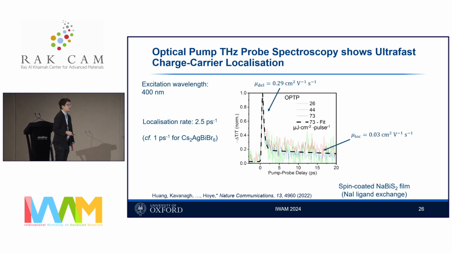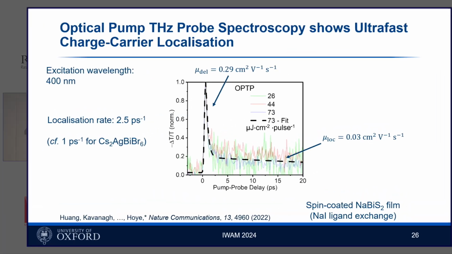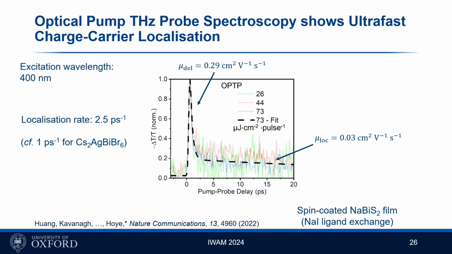To understand this in more detail, we collaborated with Laura Herz in the physics department at Oxford, who has this technique called optical pump terahertz probe spectroscopy. And what this does is that it allows you to monitor the photoconductivity of your material with picosecond time resolution. So what you can see here is that we get this signal after photo excitation, and then the photoconductivity drops off very rapidly. And in fact, the localization rate is 2.5 per picosecond. And for context, if we look at these double perovskites here, the localization rate is only 1 per picosecond. And we know that there is quite strong carrier localization in these materials, and that will also suggest there's very strong carrier localization in sodium bismuth sulfide as well.